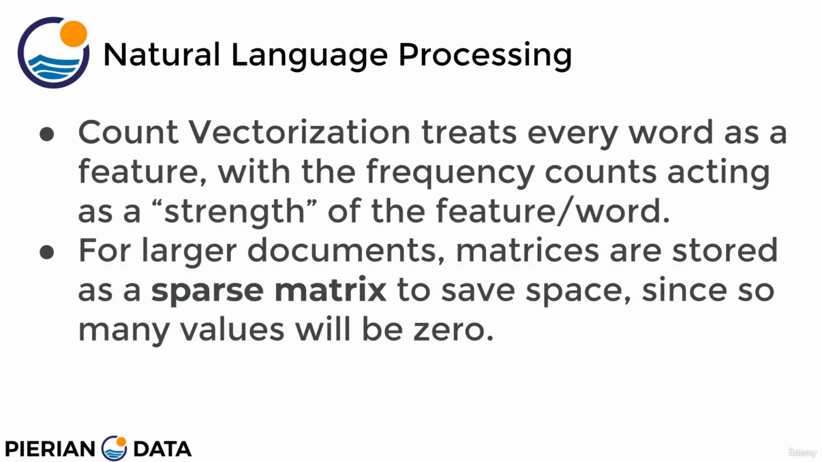Now we should note that count vectorization essentially treats every word as a feature, with the frequency counts acting as a strength of that feature or word. And for larger documents, matrices are stored as a sparse matrix to save space. Since so many values are going to be 0, it makes more sense that instead of storing all these zeros, there are mathematical ways to reduce that to what is known as a sparse matrix to save space.